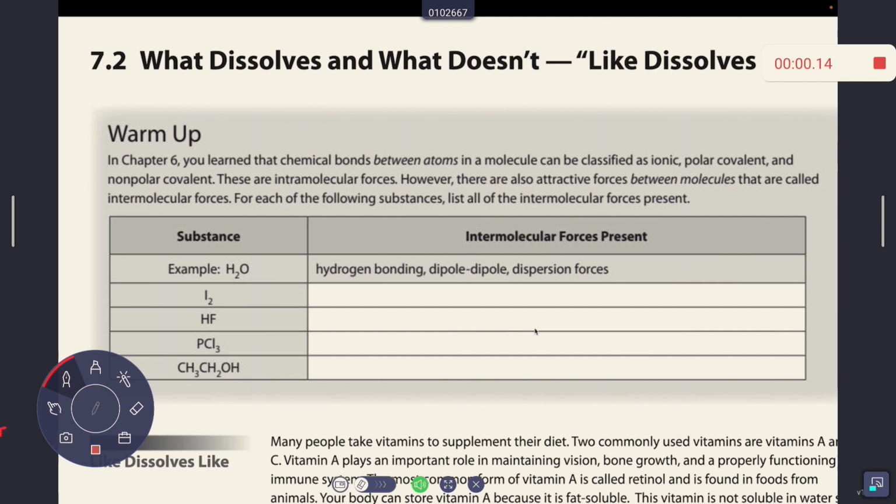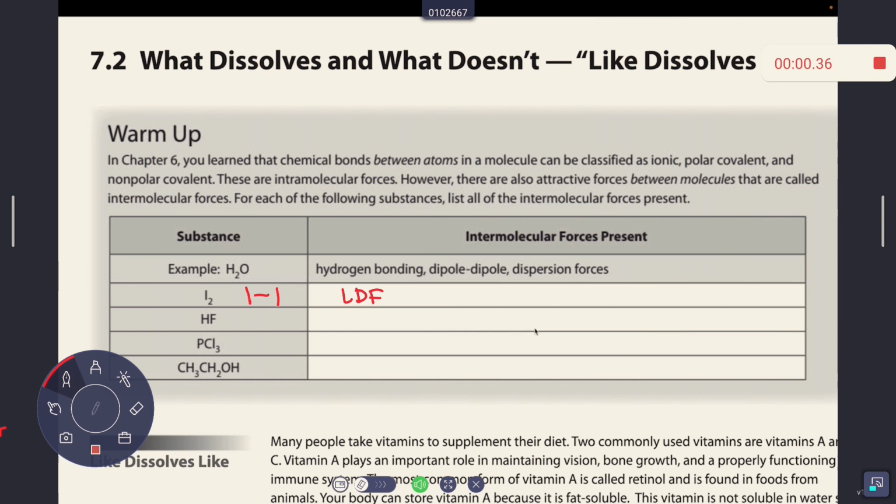Is I2 polar or nonpolar? Nonpolar because it's the same atom bonded to itself and it has the same electronegativities. So that means when you subtract them, you get a nonpolar bond. Okay? So what do nonpolar substances have? London dispersion forces. Exactly. London dispersion forces. Okay. HF.